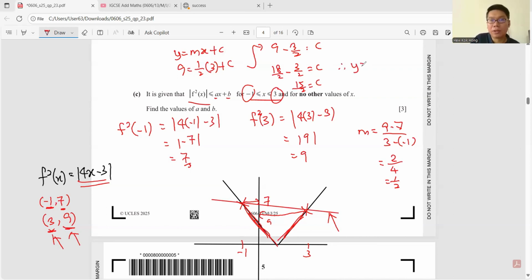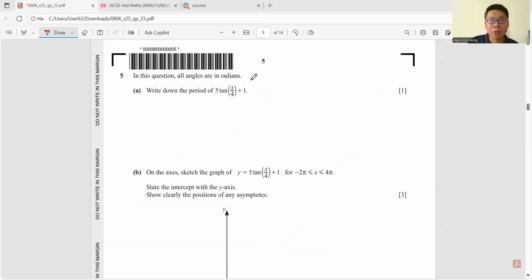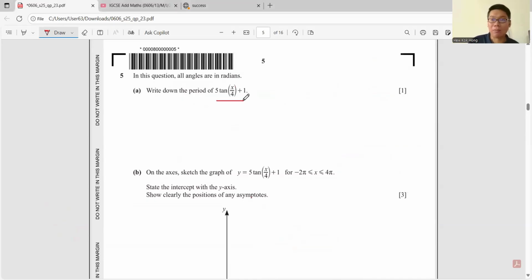The full equation is this. A is half, B is 15 over, just like this. Question 5. In this question, all algebras are in radian. It asks you to write down the period. So the period we need to count from here. And this question is tangent.